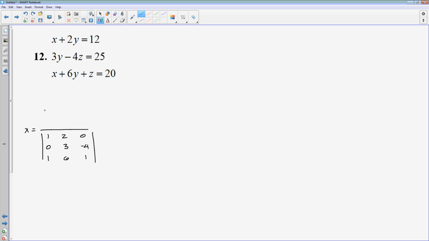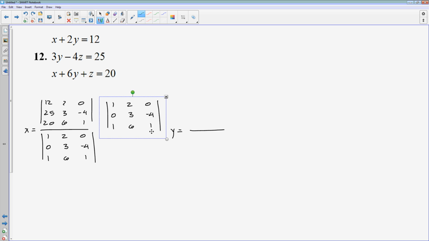And then in the numerator, if I'm solving for x, I take out my x coefficients and I put in the numbers on the right sides of the equation. So 12, 25, 20. And then the other two columns stay the same. So 2, 3, 6, 0, negative 4, 1. And then we will throw that in the calculator. For y, bottom matrix stays the same, so I am simply going to cheat and do screenshots of it. Beautiful.